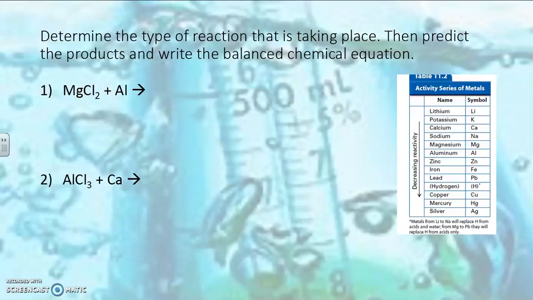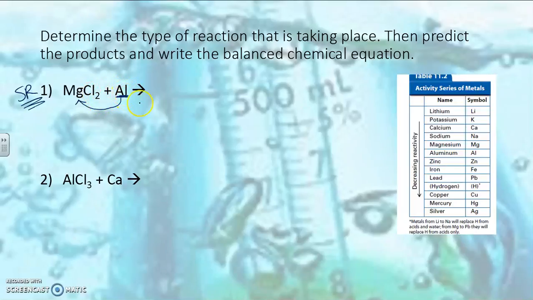Okay, so determine the type of reaction that's taking place, then predict the products and write the balanced chemical equation. Okay, so MgCl2 plus Al. It's a compound plus an element, so this is going to have to be a single replacement reaction. In a single replacement reaction, metals replace metals, non-metals replace non-metals. If this is a metal, it's going to try to replace the metal. It cannot replace the non-metal. Positives do not go with positives.